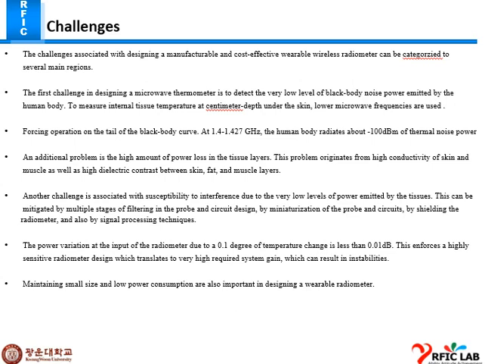Power variation at the input of the radiometer due to a 0.1 degree temperature change is less than 0.01 dB, and a highly sensitive radiometer design translates to a very high required system gain, which can result in instability. To maintain a small size, low power consumption is also important in designing a wearable radiometer.